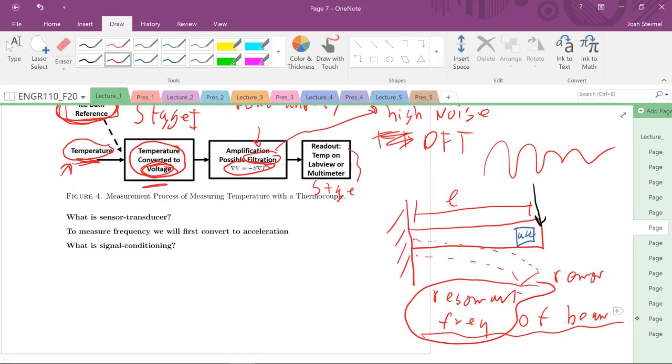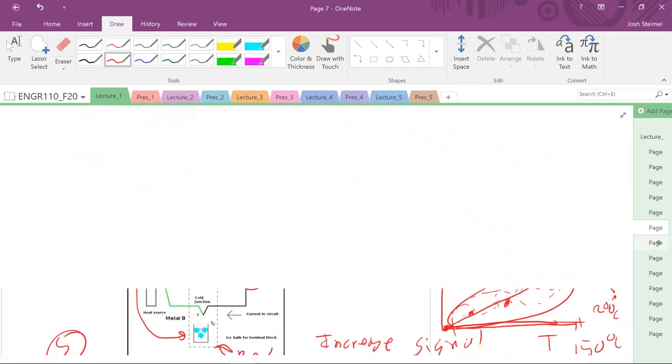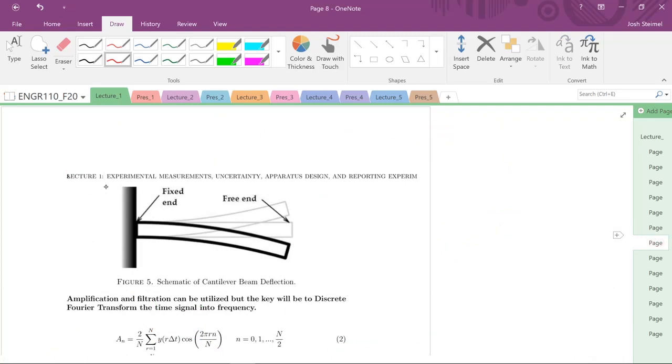So back to our problem with the frequency of an aluminum beam. We want to measure the resonant frequency of that beam, the vibration, and see how it changes as a function of length. So let's draw our indirect measurement process diagram. So this is a better figure.